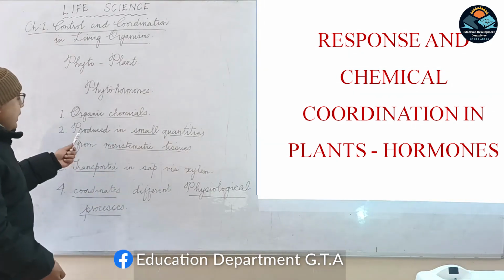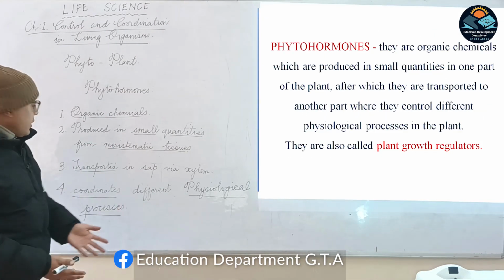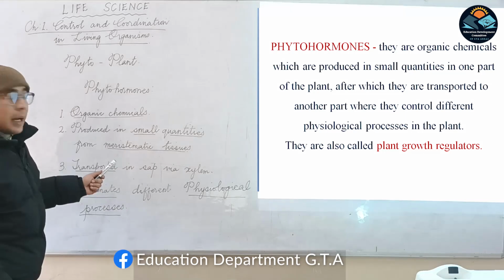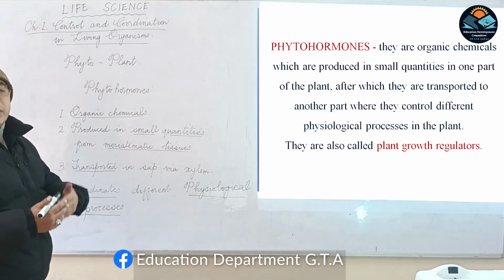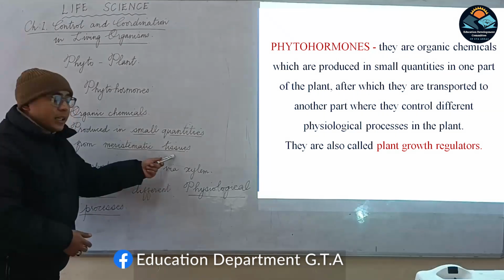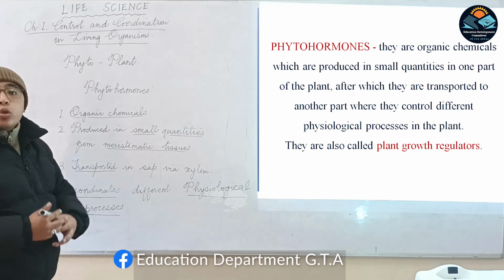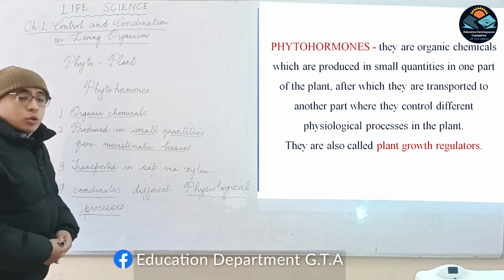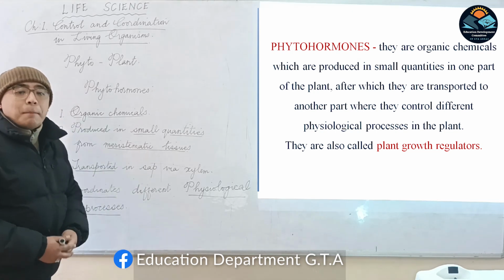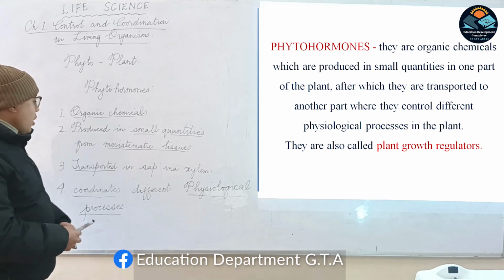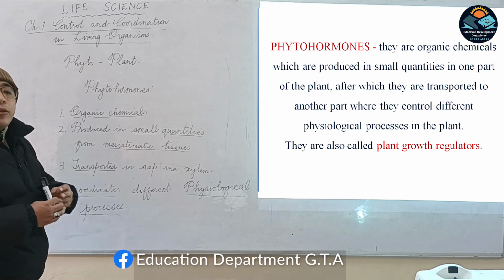Number 2, these organic chemicals are produced in small or minute quantities from special parts of the plant known as meristematic tissues. Now, you may recall from previous classes that meristematic tissues are the growing parts of the plant. And since phytohormones control growth, phytohormones will be specifically found in the meristematic tissues, or in short, meristems of these plants.